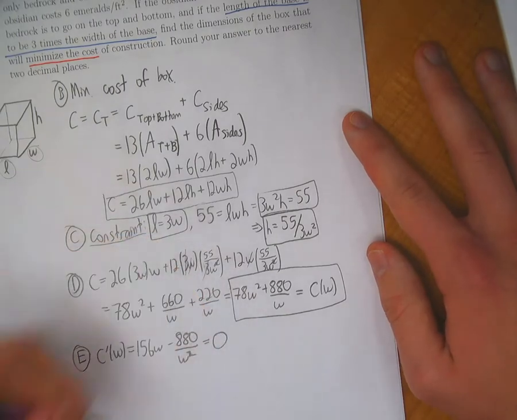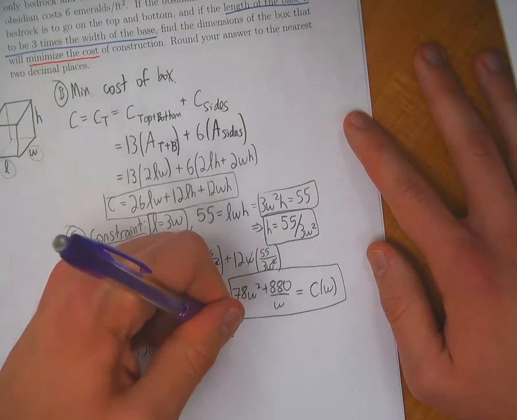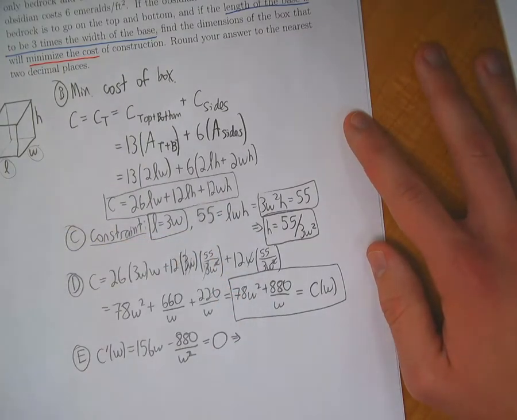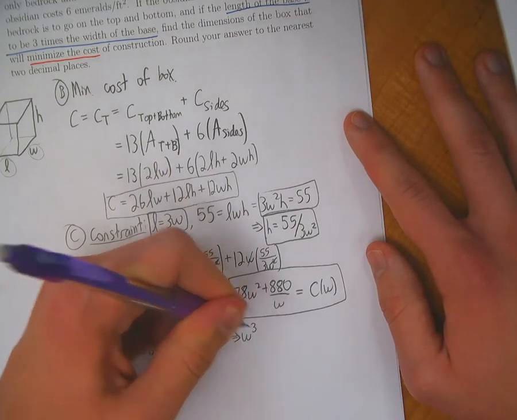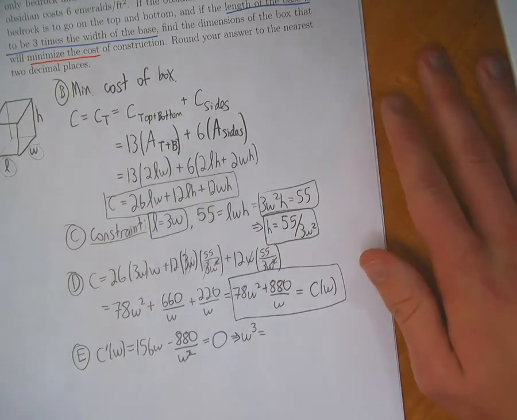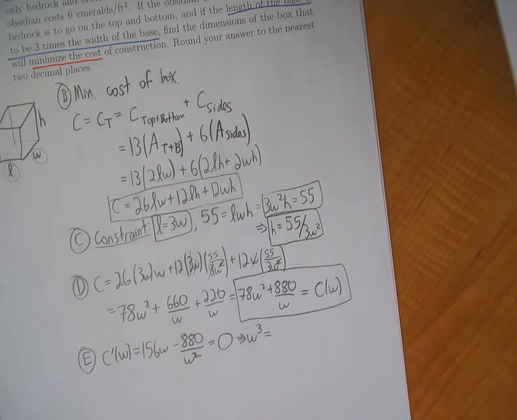So if we set this equal to 0 and solve for w, well, similar algebra as in the last example should be able to give us that we should end up having to solve for w cubed in this case. So if we do that, if we solve for w cubed in this equation here, what should we get from that? What fraction?